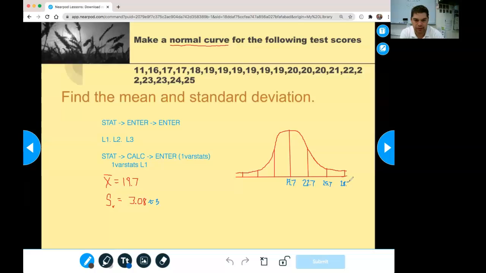Customarily, we'll go out to 2 standard deviations, which is considered normal. Then I subtract 3. I go in the negative direction, 16.7. And 13.7. And finally, 10.7.